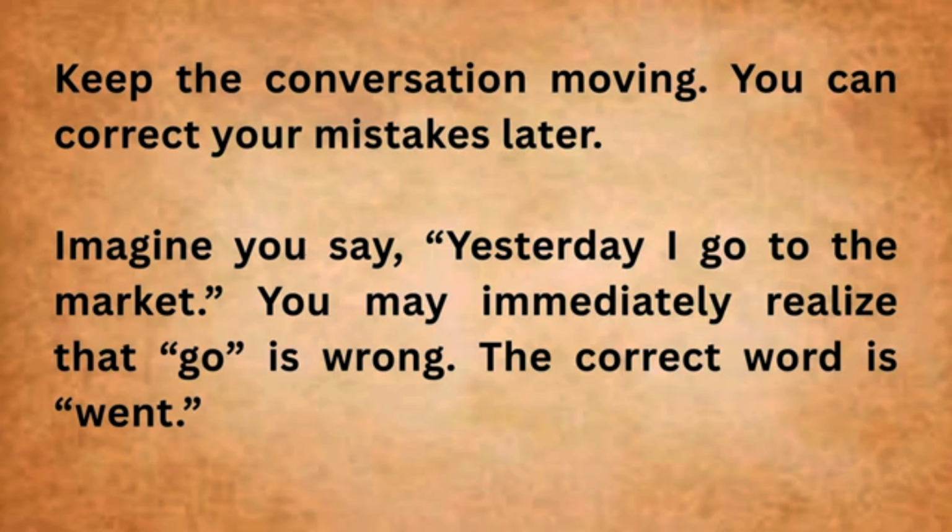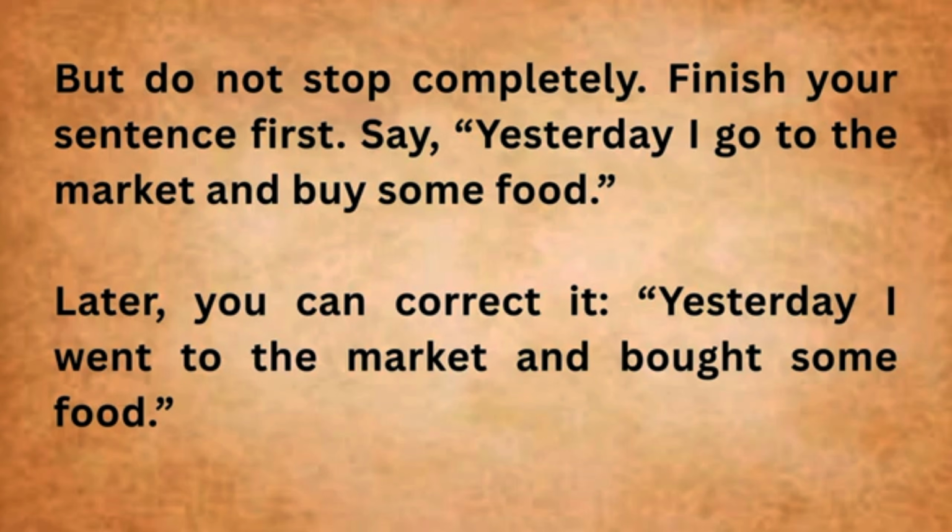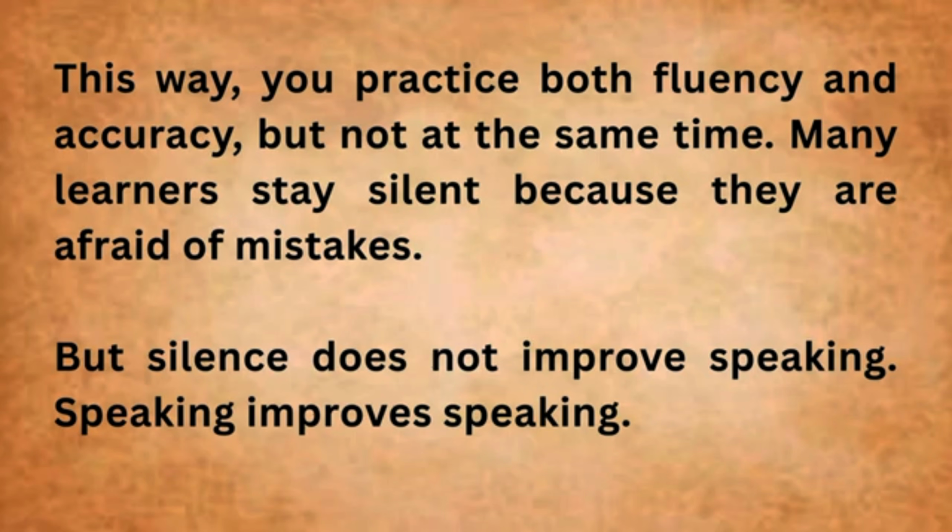Imagine you say, "Yesterday I go to the market." You may immediately realize that go is wrong. The correct word is went. But do not stop completely. Finish your sentence first. Say, "Yesterday I go to the market and buy some food." Later you can correct it. "Yesterday I went to the market and bought some food." This way you practice both fluency and accuracy, but not at the same time.